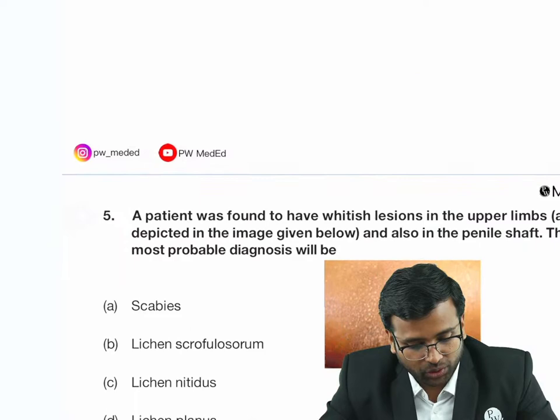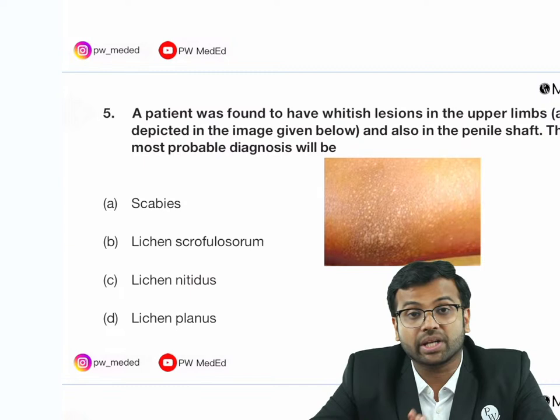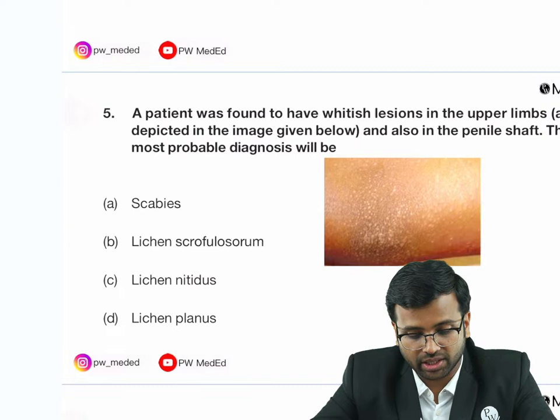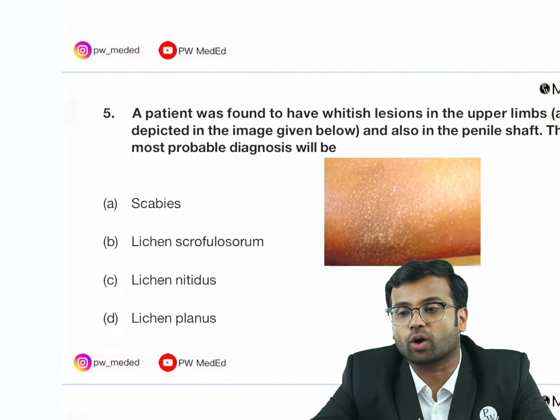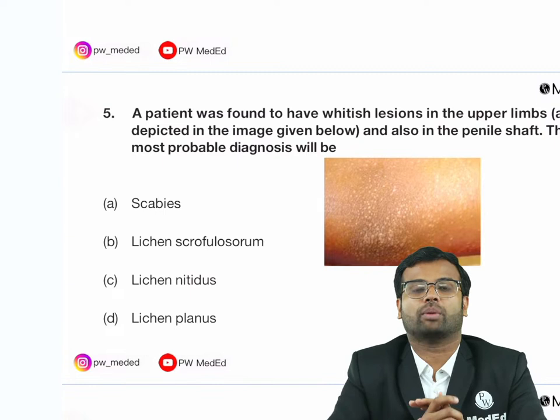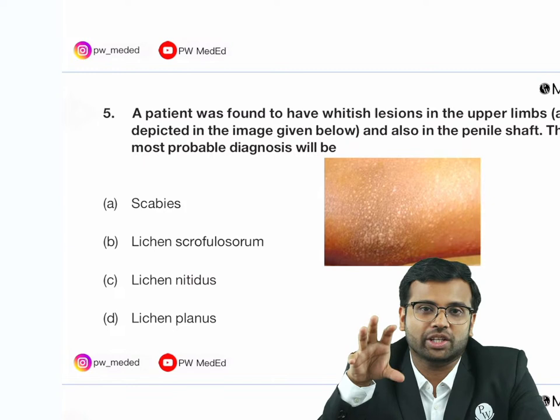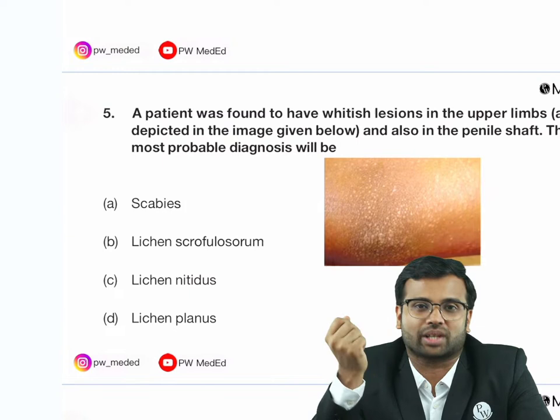So this next question says that a patient was found to have whitish lesions in the upper limb as seen in this image. And these kind of lesions are also present on the penile shaft. What is the most probable diagnosis? So can I give it a try? So whenever you see any image in dermatology, just try to describe this rash. Okay, try to describe the lesion.